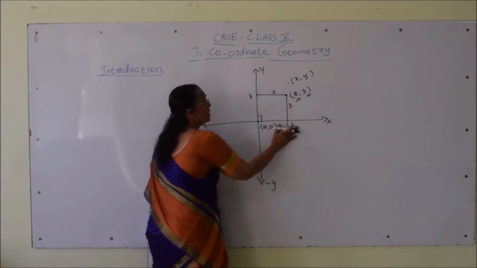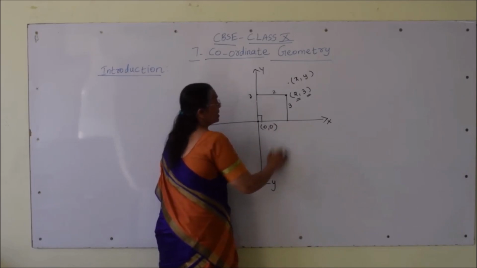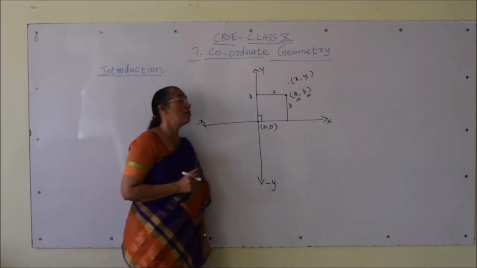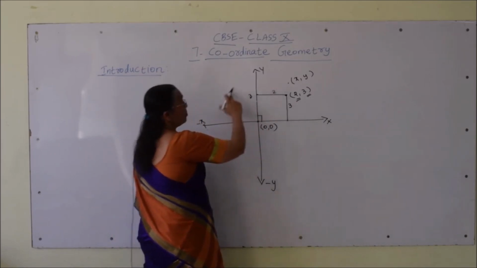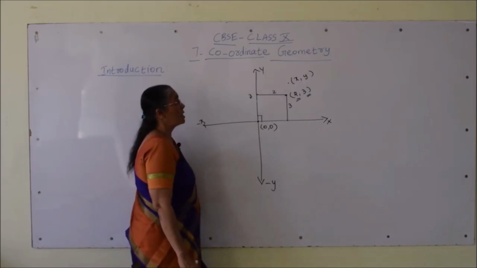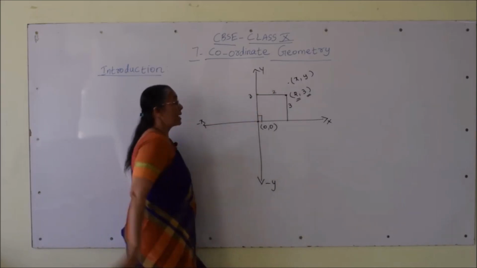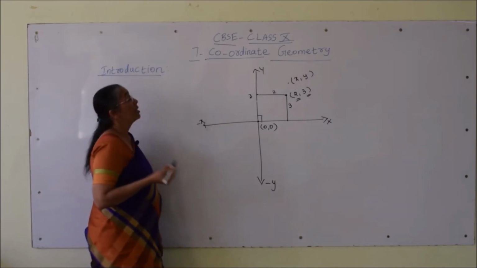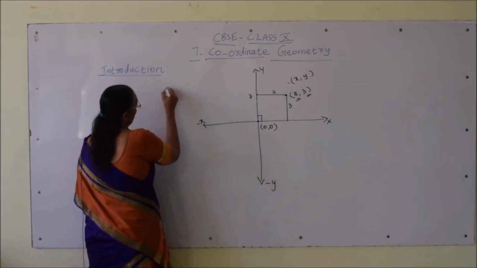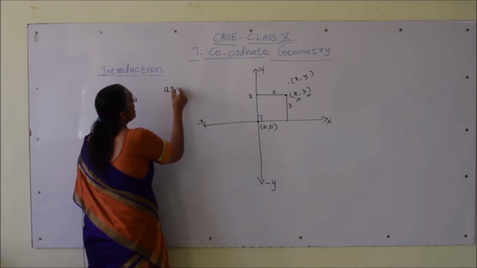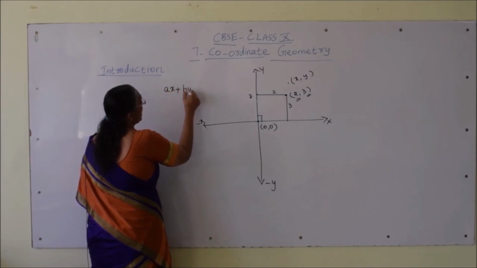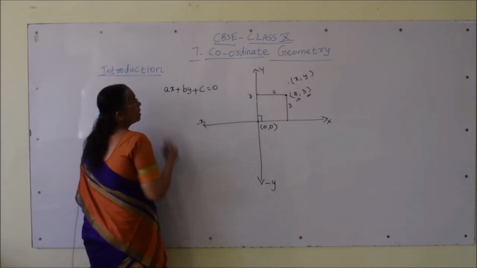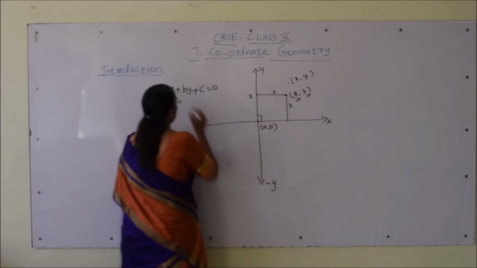And what else have we learnt? The equation of the x-axis is y is equal to 0 and the equation of the y-axis is x is equal to 0, and each point can be uniquely determined by the coordinate pair x, y. And if we sketch the graph of a linear equation in two variables, ax plus by plus c is equal to 0, in the coordinate system, it represents a straight line.